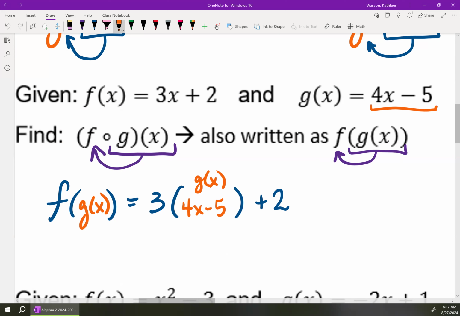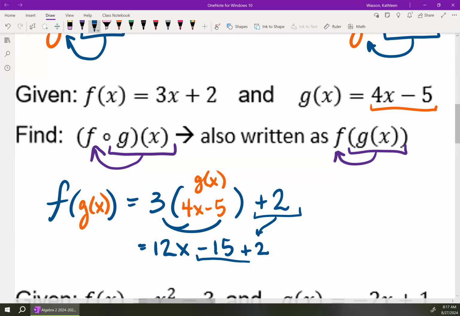And I distribute. 3 times 4x is 12x. 3 times negative 5 is minus 15. And then I have plus 2, that's part of the f function. I keep that, plus 2. So right now I have 12x minus 15 plus 2. And I can combine the negative 15 and the 2 because those are like terms. They're both constants. So I can write this simplified as 12x minus 13.